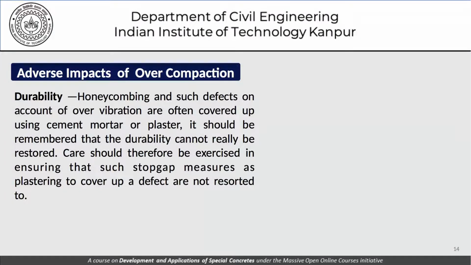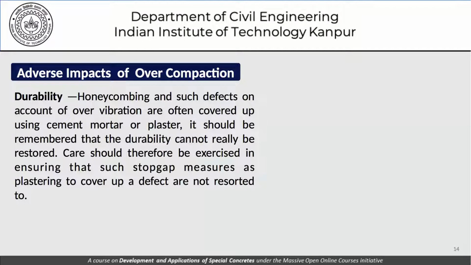Durability, of course, is the ultimate impact. Not all over-compacted structures collapse. Some stay strong, but the contractor could possibly cover it up with some plastering and cement curing. Whereas the impacts such as honeycombing or the leakage of mortar and so on can be apparently rectified at the sites by simply plastering the concrete surface, but that does not restore the durability of concrete.